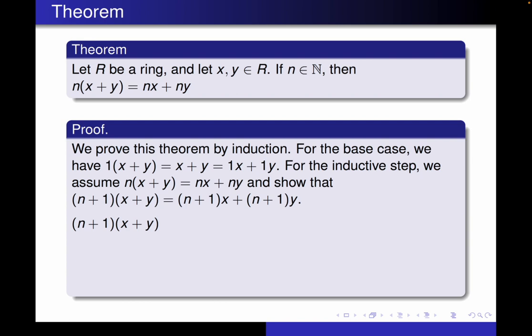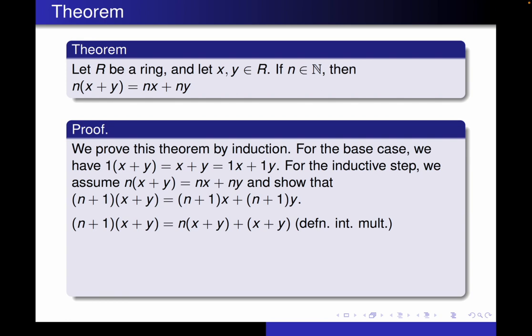Well, by the recursive definition of multiplication by an integer, (n plus 1) times anything is n times that something plus that something again, right? Because n plus 1, the one right before it is n. So we get n times (x plus y) plus (x plus y) again. Now, by induction, remember, we're assuming that n times (x plus y) is equal to nx plus ny. So let's go ahead and replace it with that. Oops, sorry. That first line came from the definition of integer multiplication.